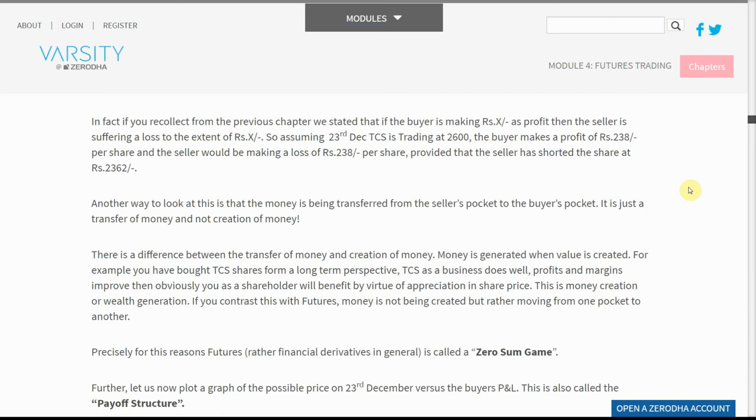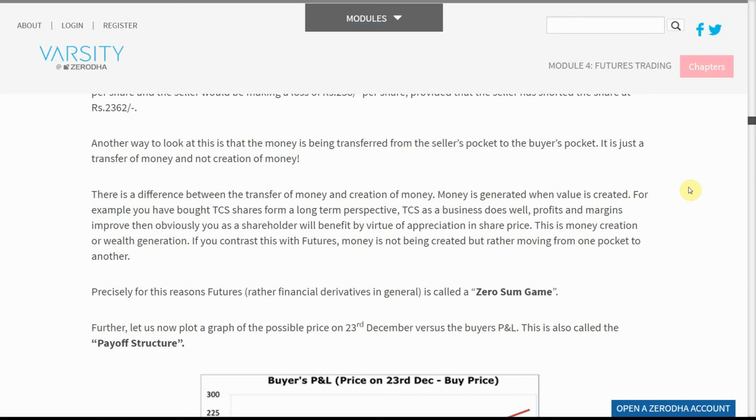There is a difference between the transfer of money and creation of money. Money is generated when value is created. For example, you have bought TCS shares from a long-term perspective. TCS as a business does well, profits and margins improve, then obviously you as a shareholder will benefit by virtue of appreciation in share price. This is money creation or wealth generation. If you contrast this with futures, money is not being created but rather moving from one pocket to another. Precisely for this reason, futures, or rather financial derivatives in general, is called a zero-sum game.